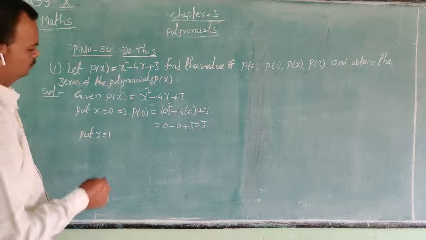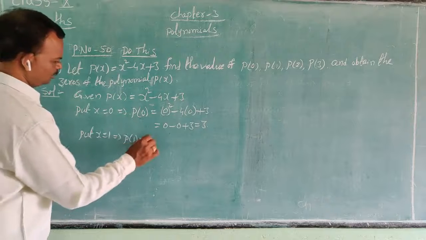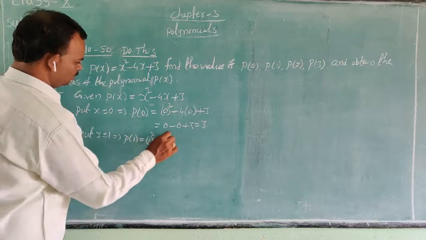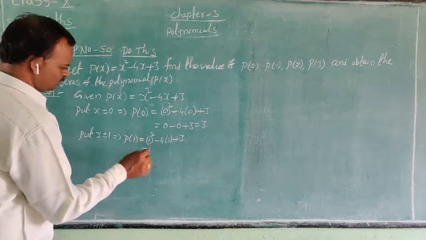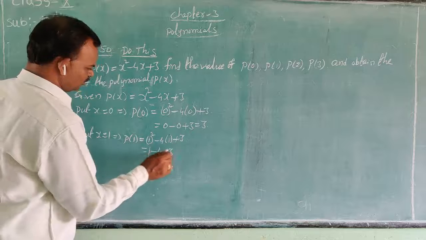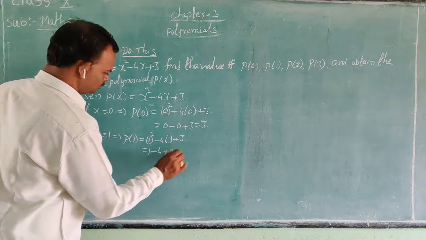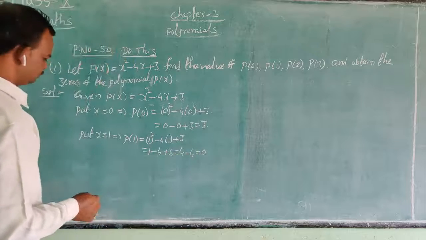That implies P of 1 is equal to 1 square minus 4 into 1 plus 3. 1 square is 1, minus 4 ones are 4, plus 3. 1 plus 3 is 4, minus 4 is equal to 0.